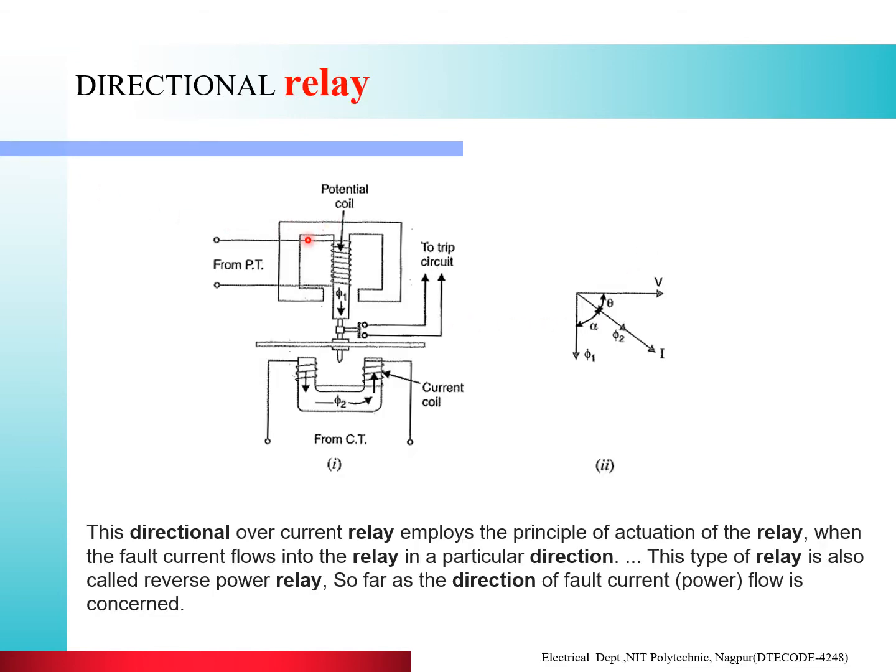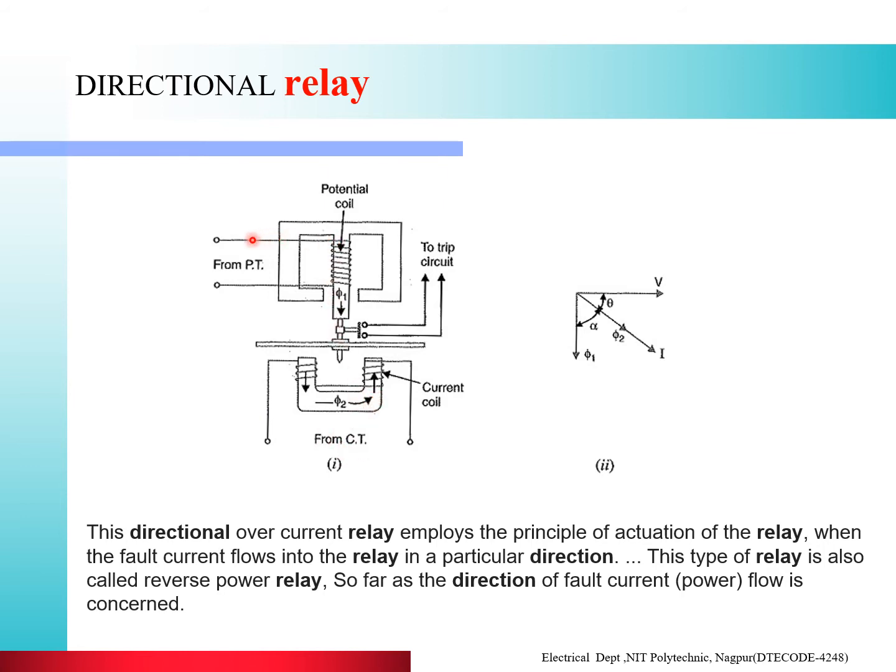Directional relay. Here we will see the watt-hour meter structure. The upper magnet is wound by the upper coil and it is energized with the help of the secondaries of the potential transformer, which means it will sense the voltage given by the potential transformer. This is the lower magnet. This is wound with the current coil and it is energized from the secondary current of the current transformer.